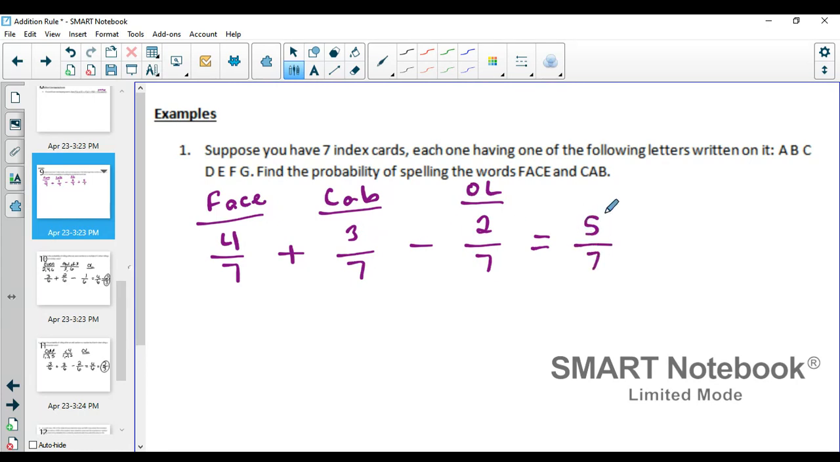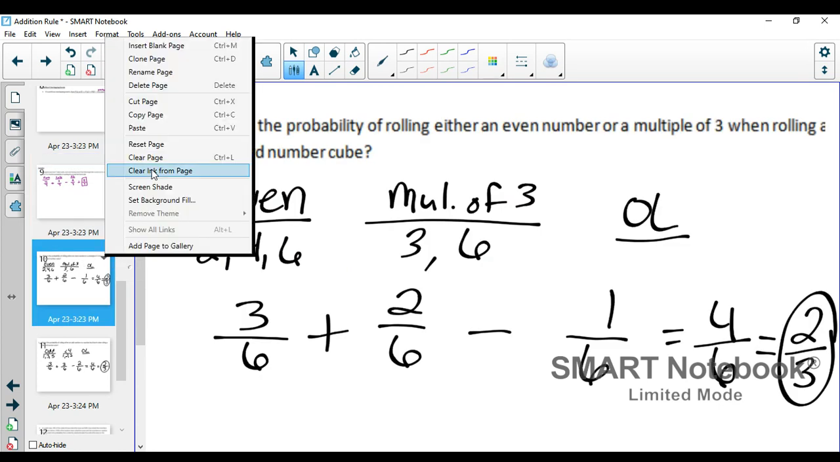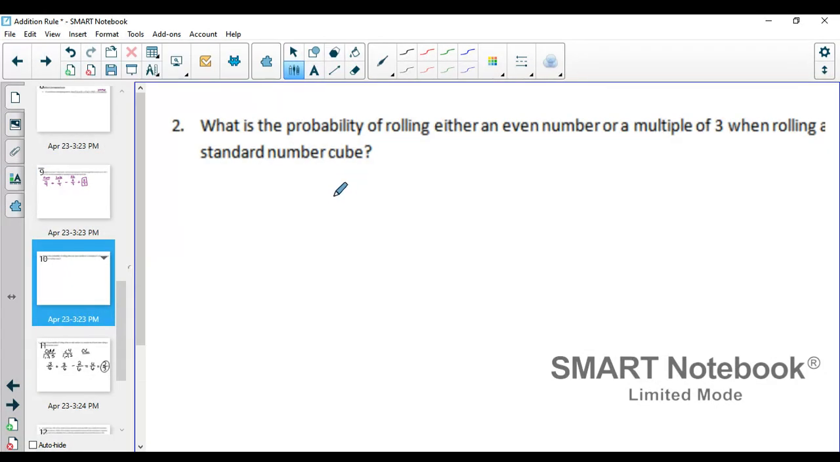So the probability of spelling the words face or cab is 5 out of 7. All right, so moving on to the next example. We want to find the probability of rolling either an even number or a multiple of 3 when rolling a standard number cube. Number cube is the same thing as dice. It's just another way to say that.